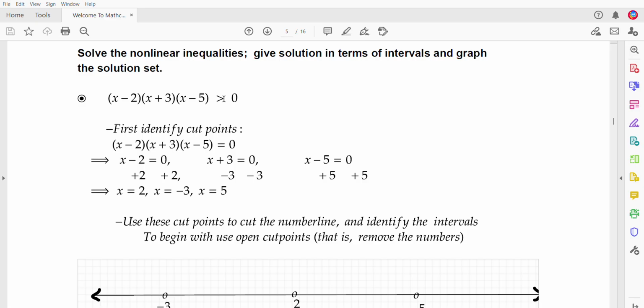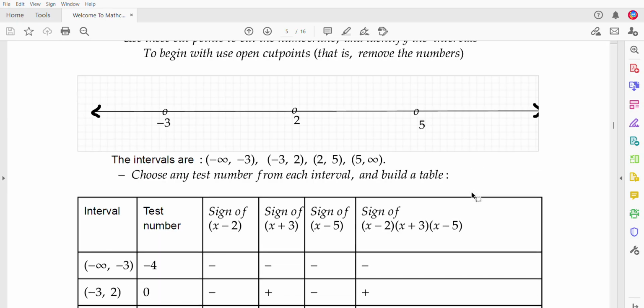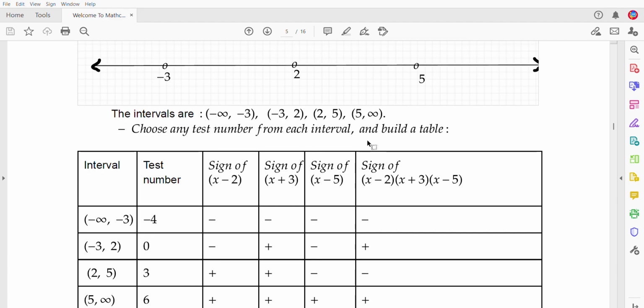Identify cut points. Whether this is greater than 0, greater than or equal to 0, less than 0, or less than or equal to 0, take each factor and set it to 0. Solve for x. Those numbers cut your real number line. Place O's to indicate that those numbers have been removed. When you remove these numbers, you get intervals. Here you have 4 intervals, right? Write those intervals down.